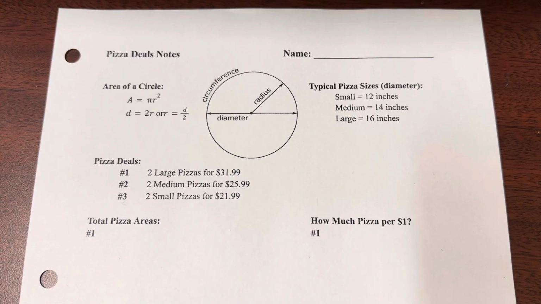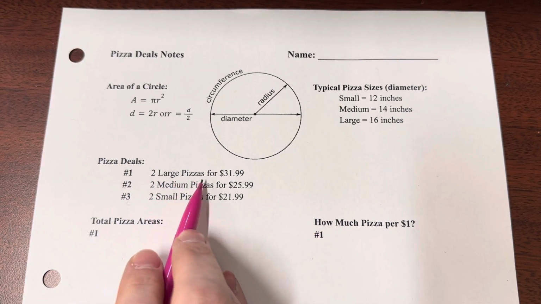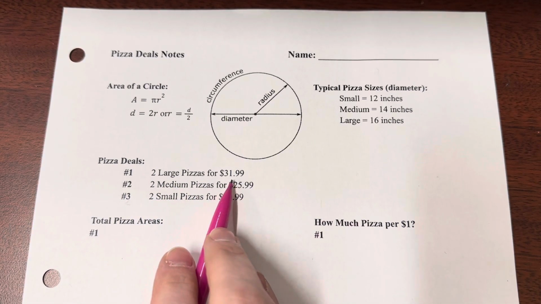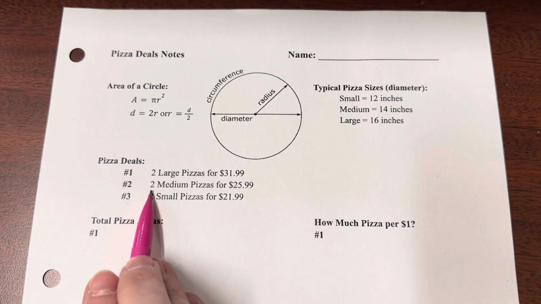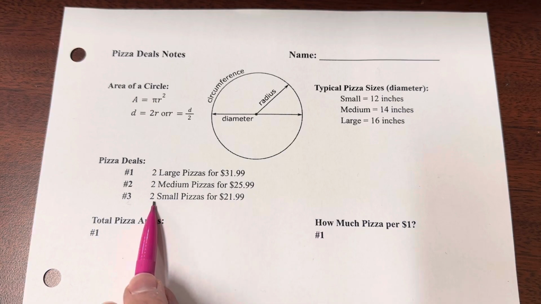For my first pizza deal, you would get 2 large pizzas for $31.99. My second deal is that I would get 2 medium pizzas for $25.99. And my third deal, I would get 2 small pizzas for $21.99.